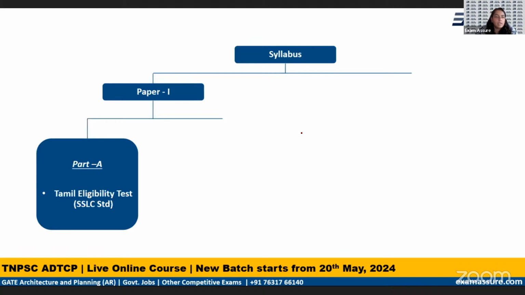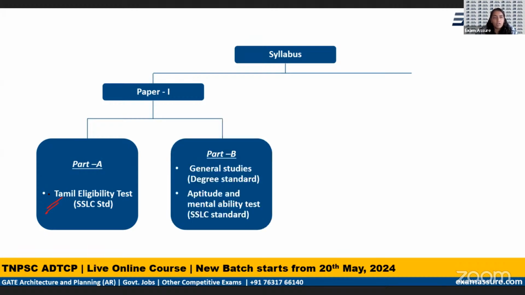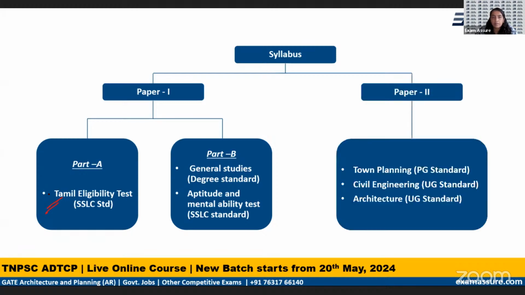Under paper 1, part A, it will be a Tamil eligibility test where your basic language knowledge about the Tamil language will be tested, and the level of difficulty for this would be of a 10th standard level, SSC standard level. Under part B of paper 1, you will have questions related to general studies, which are going to be of a degree standard, and aptitude and mental ability, which is again going to be of SSC standard.